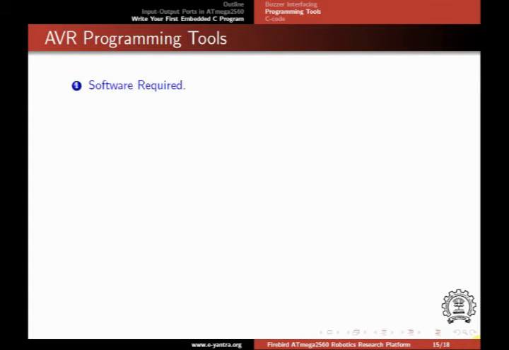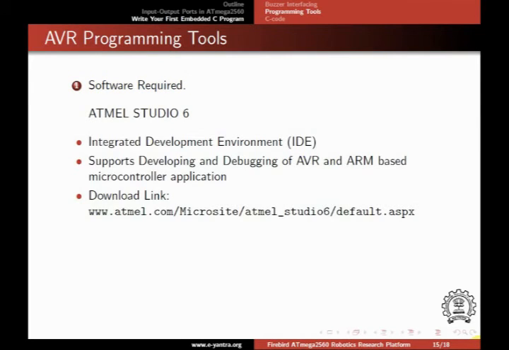The software required is ATmega Studio 6. It is an IDE, which stands for Integrated Development Environment. An IDE typically consists of an editor, debugger, compiler and an interpreter. ATmega Studio supports developing and debugging of AVR and ARM-based microcontroller applications. We will write the program in C language and compile it in ATmega Studio to generate the hex file, which is the machine language understandable by the microcontroller. So ATmega Studio can be downloaded from the given link.